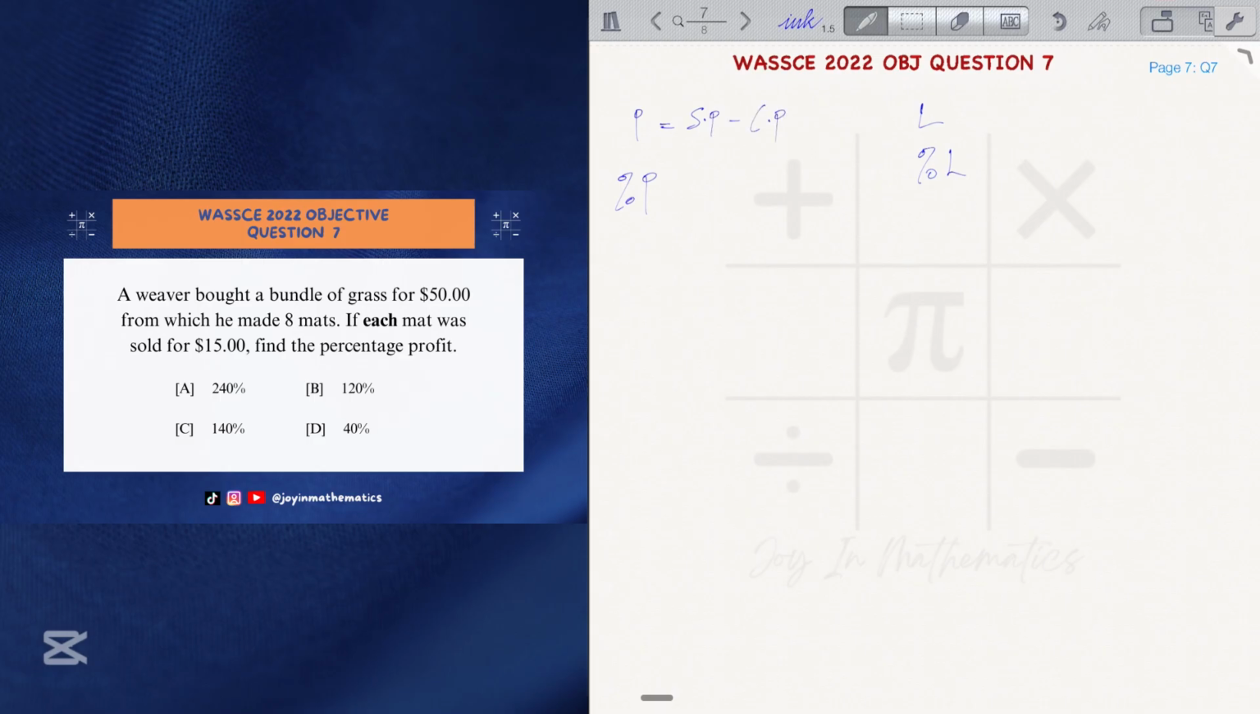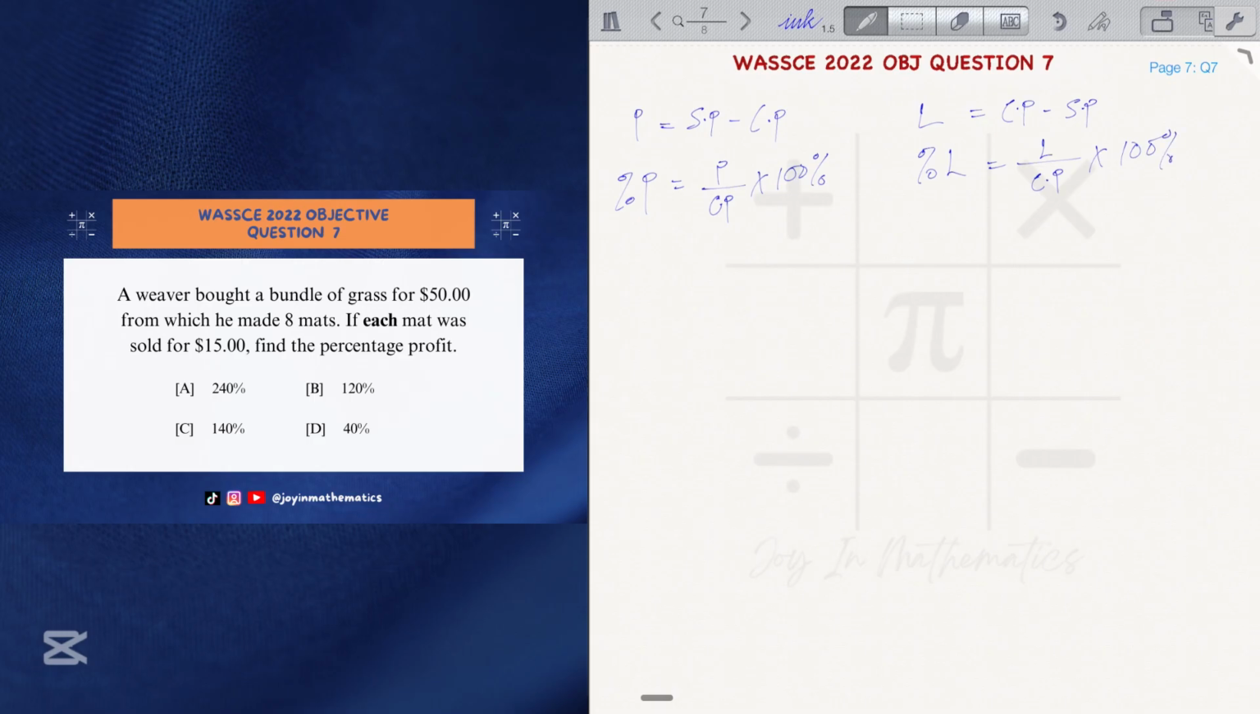Loss means that we sold it for less than the cost price. So that means the cost price minus the selling price. Therefore, the percentage profit will be equal to profit divided by the cost price multiplied by 100%. Similarly, the percentage loss will be loss itself divided by the cost price multiplied by 100%.